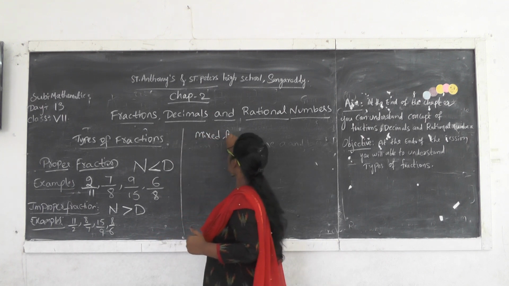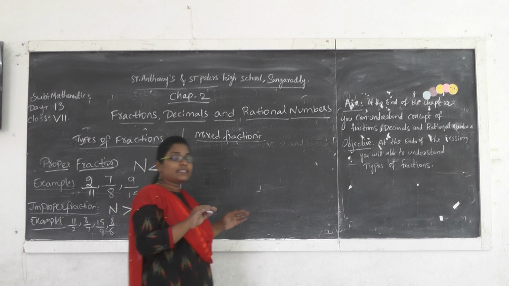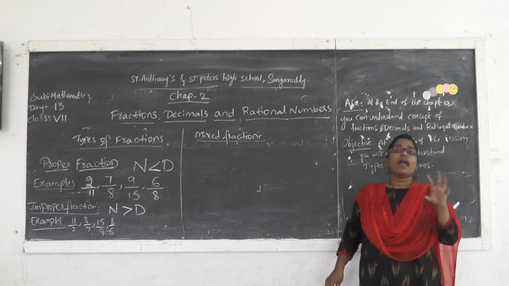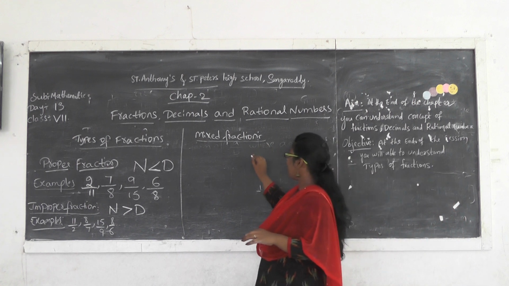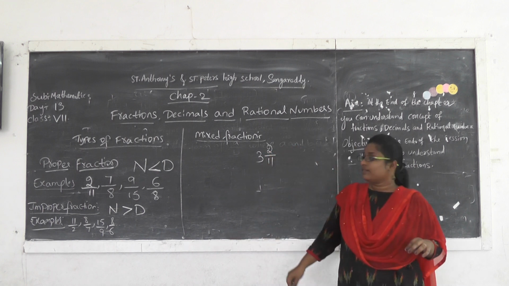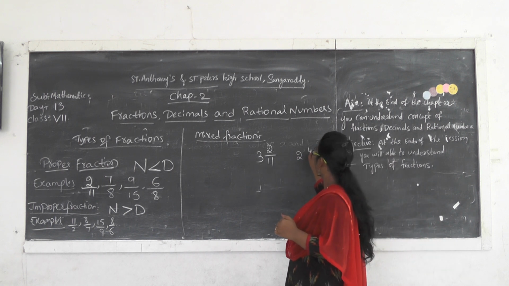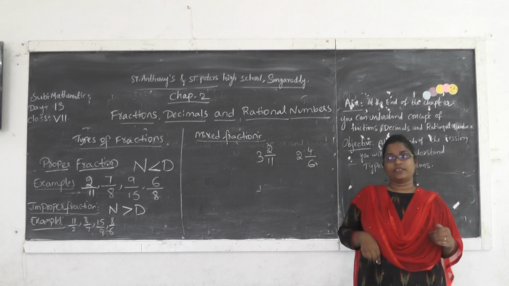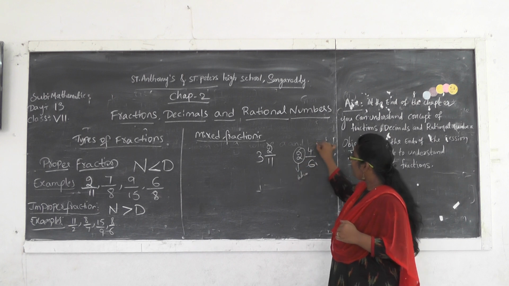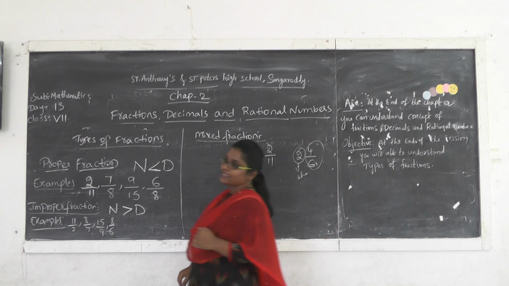Next, coming to the mixed fraction. What is meant by mixed fraction? A mixed fraction is the combination of a whole number and a fraction part. For example, 3 2 by 11. This is a mixed fraction. Take one more: 2 4 by 6. This is one more mixed fraction. Clear? This is the whole part and this is the fraction part.